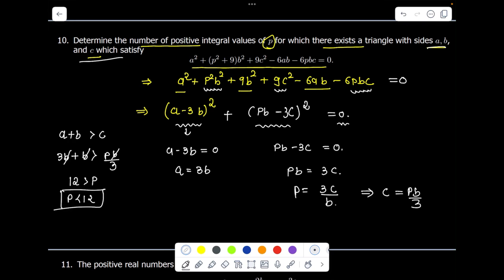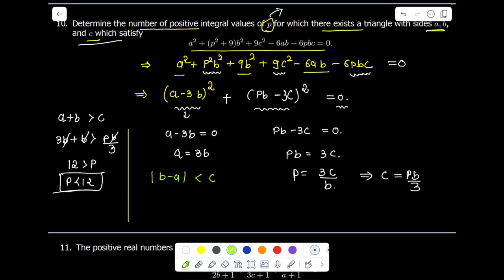And what we need to find here? We need to find the value of P. So the value of P is clearly less than 12. But we also know another condition for a triangle: the difference of the sides is always less than the third side, which is mod of B minus A less than C. So what is B minus A? Let us take it as 3B minus B, again 2B less than or equal to what is C? PB by 3. So here I can clearly take B common, 3 minus 1 is 2. So 3 2s are 6 less than P. So P is greater than 6.